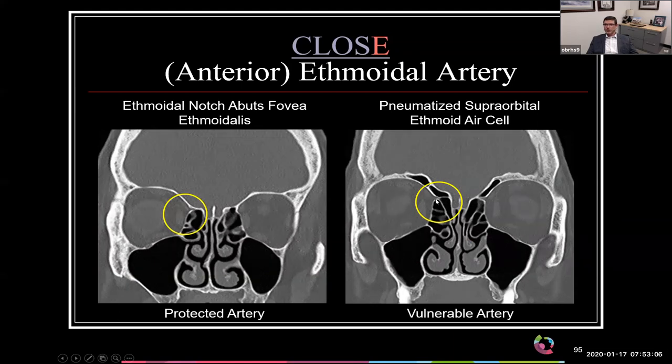Here's your ethmoidal notch. This is the supraorbital pneumatization above the ethmoidal notch. That artery is now hanging on a pedicle within the sinus. If the surgeon is doing an ethmoidectomy and inadvertently transects that artery on a pedicle, you're going to get a retracted artery, and you're going to get an uncontrolled arterial retroorbital hematoma. So definitely look for the supraorbital pneumatization. The surgeon needs to know about it so they can do their planning so that they don't extend superior to this region.